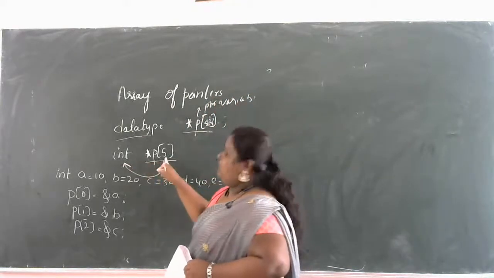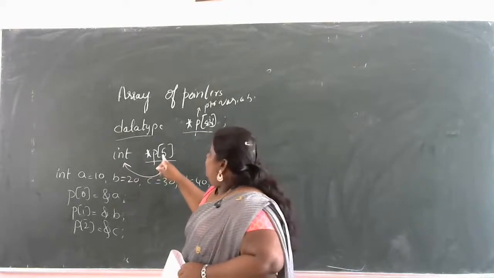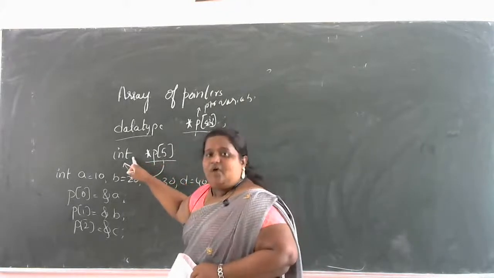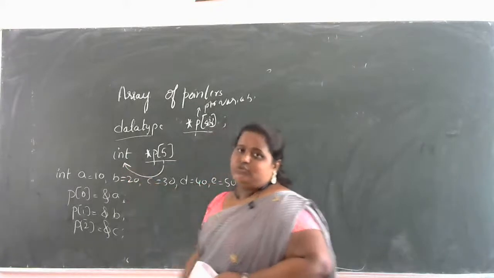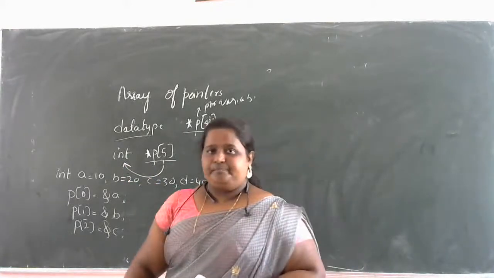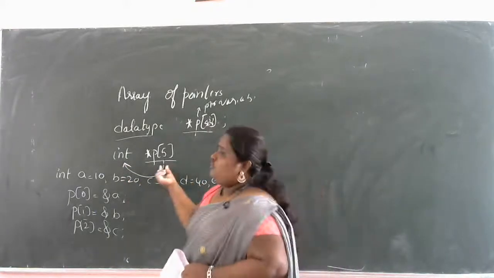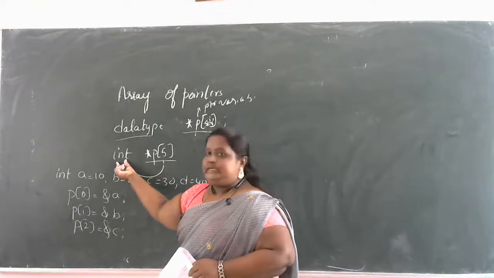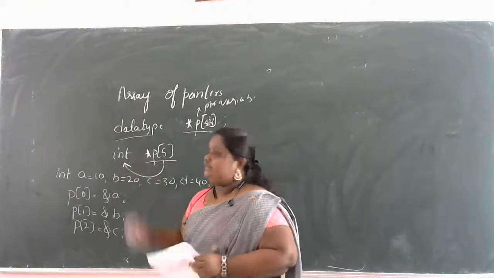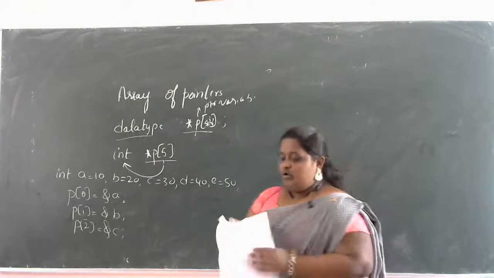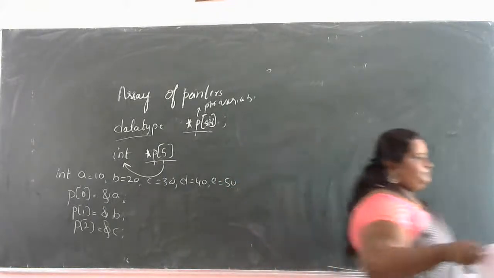Example, int star p of 5. Five addresses of type integer can be stored in pointer variable p.